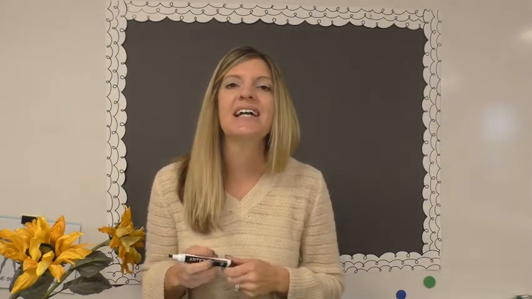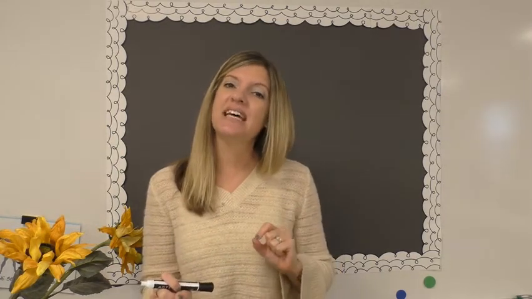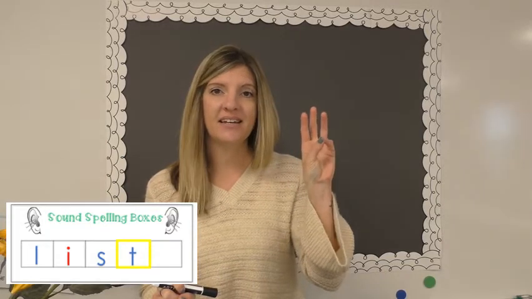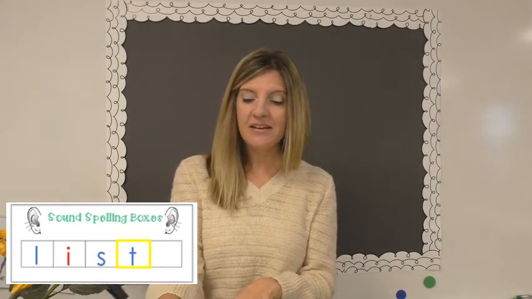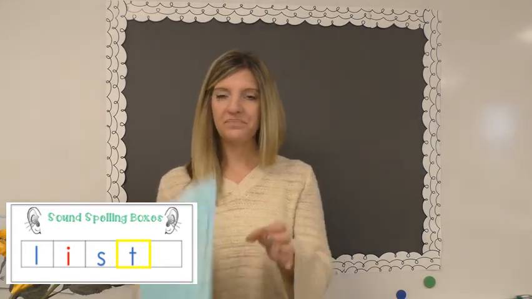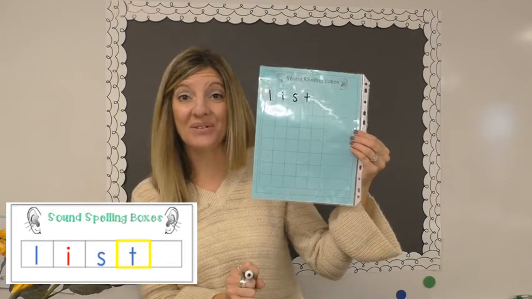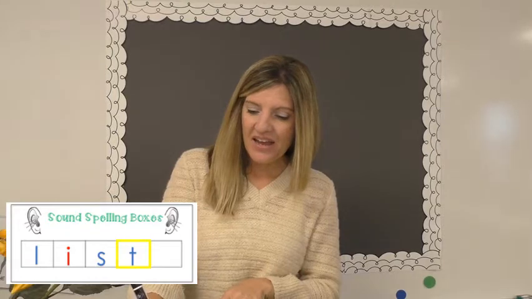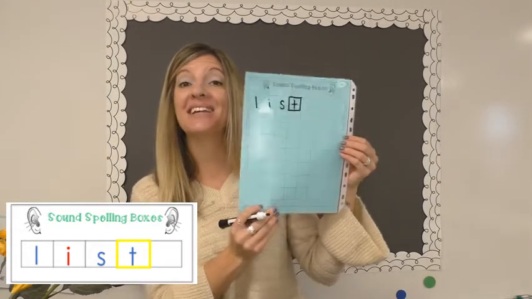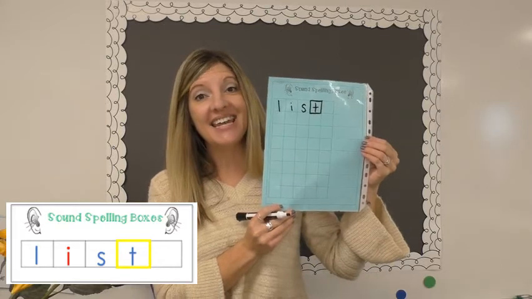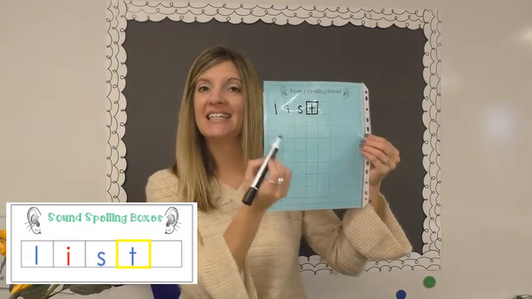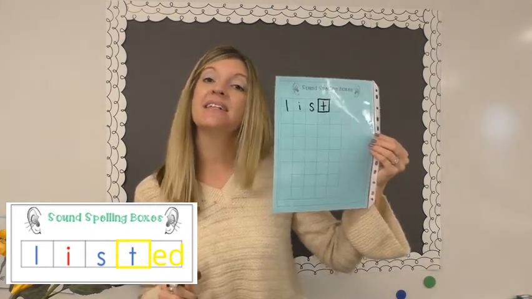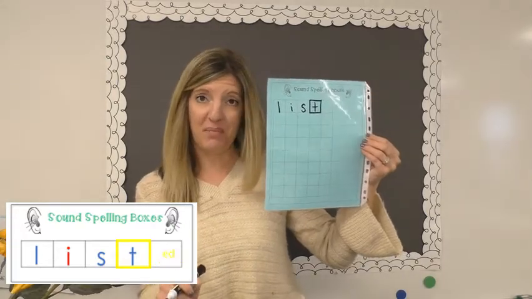Let's write the word list. Everybody tap out the sounds in list. L, I, S, T. The last sound in the word list is a T. If it is a T, we automatically know that it's going to make the ed sound. So the word is listed. And notice that it makes a second syllable. I listed the job in the newspaper.